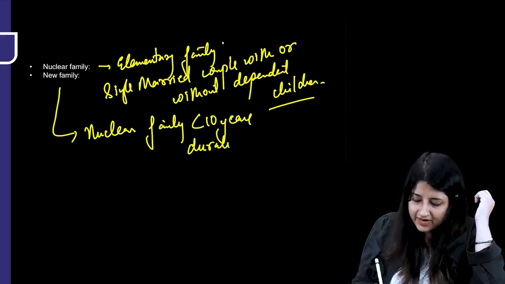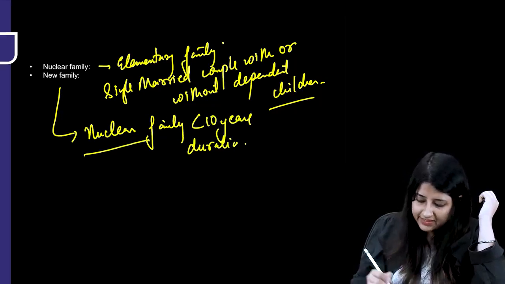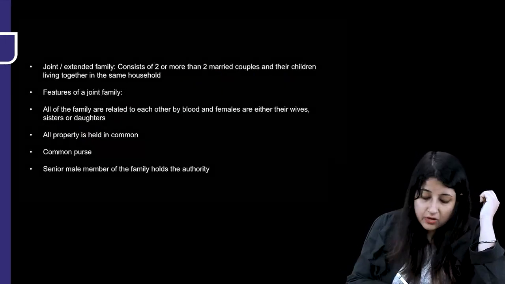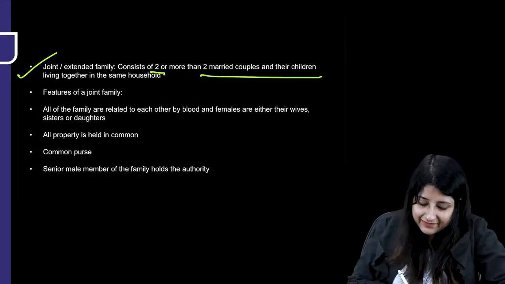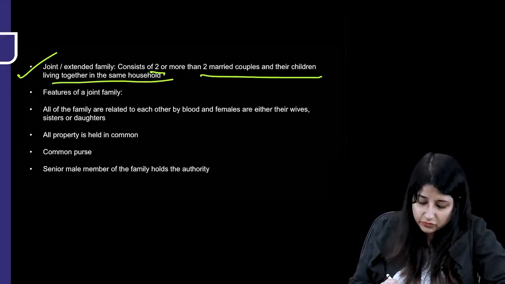Never say it's a joint family. No, it's a nuclear family less than 10 years duration. What is a joint family? It consists of two or more than two married couples and their children living together in the same household.